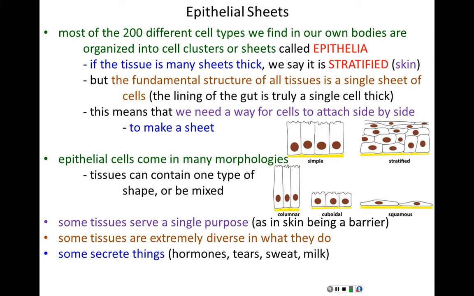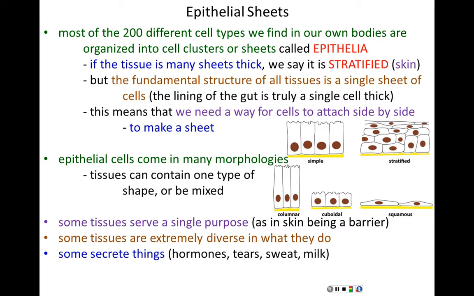Some epithelial tissues secrete things. So endocrine tissue is hormone-secreting tissues. Those are epithelial cells. Tears are secreted by epithelial cells in the tear duct. Sweat, of course, comes from sweat glands, sweat cells in our skin. And milk, being nothing more than modified sweat, nutrition-rich sweat, is also made by epithelial cells. So never should you think of epithelial cells as skin cells. Skin cells are epithelial cells, but so are so many other cell types in our body.